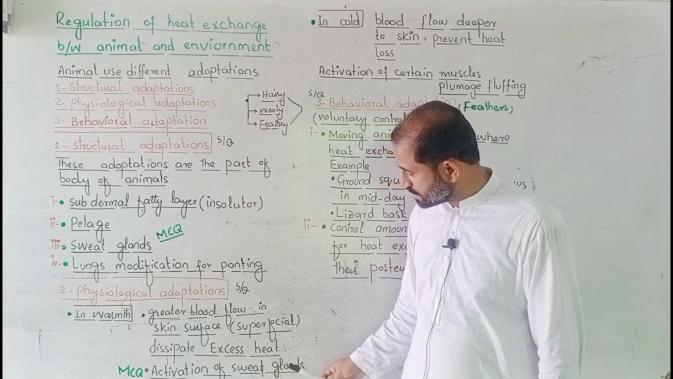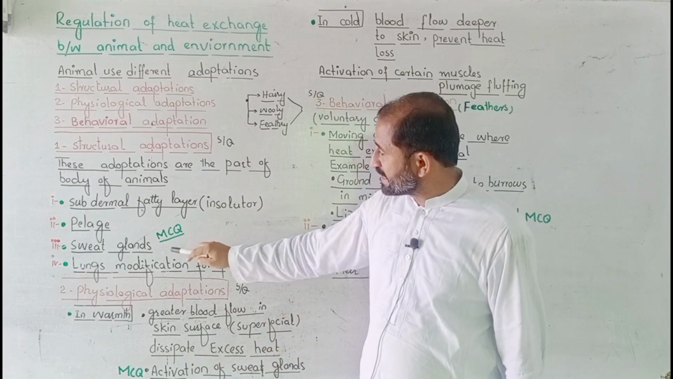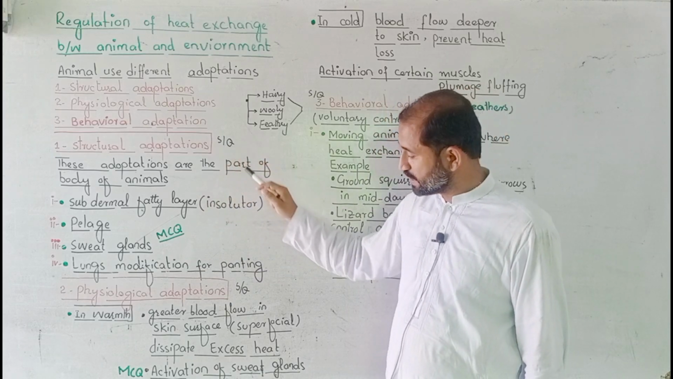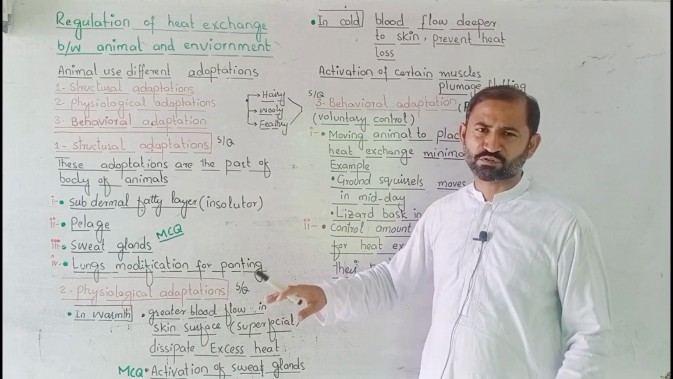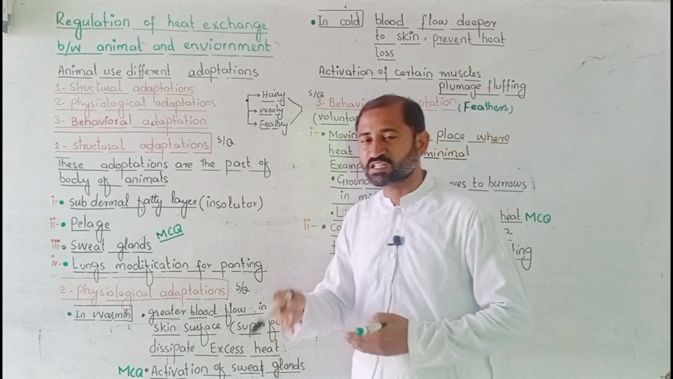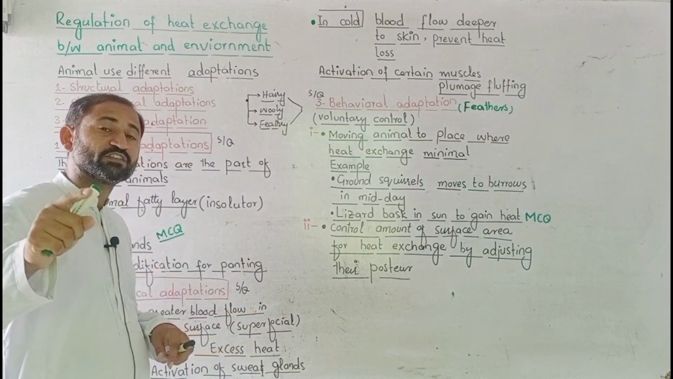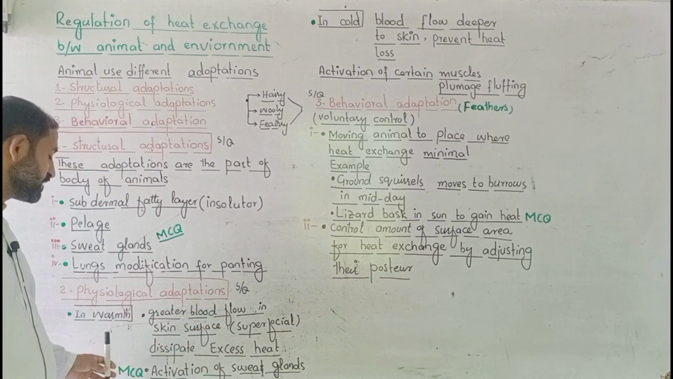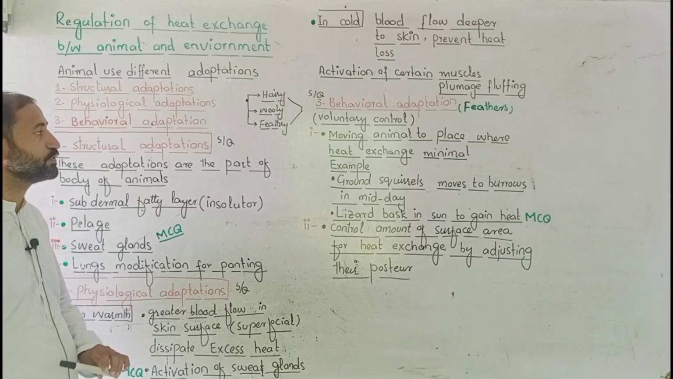And next one is activation of sweat gland. Now keep in mind that the sweat gland is a structural adaptation, whereas the activation of the sweat gland is a physiological adaptation. So keep this in mind. All these changes occur in warm temperature. This activation of the sweat gland is also an MCQ, and these examples also act as MCQs.